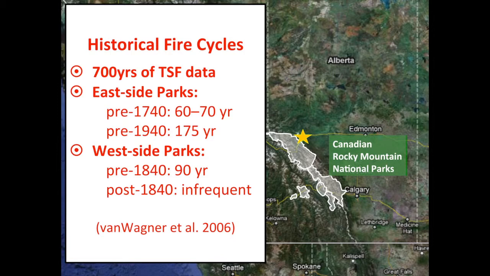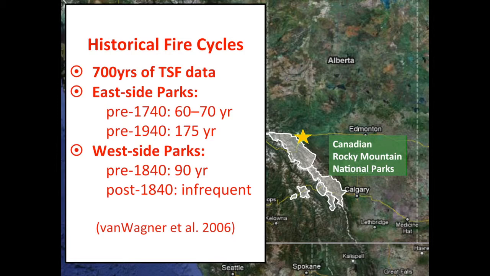The west side parks, they saw a slightly different shift in the timing of the change in the cycles. Prior to the 1840s, there was a 90-year fire return interval, and then since the 1840s, fires had been much less frequent, with insufficient observations to really put together the type of data set that would allow them to calculate a fire cycle. So significant changes in the fire cycle, significant differences west and east in our national parks, using a very rich and long-term data set.